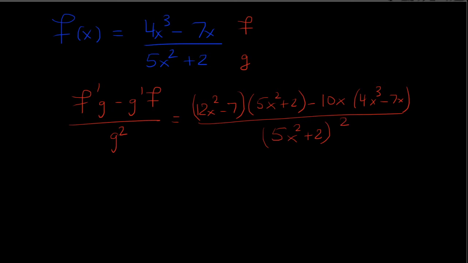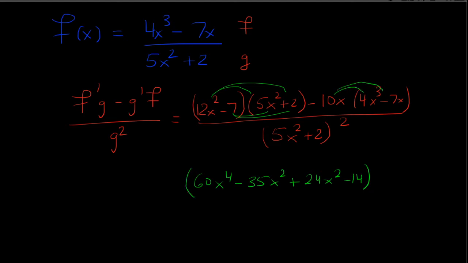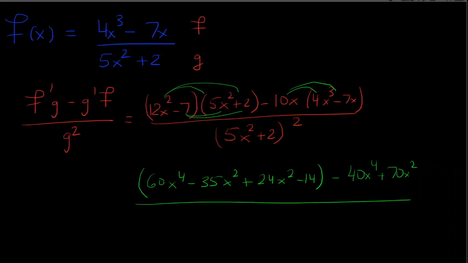I'm going to FOIL this out. So the 12x squared with 5x squared, 12x squared with 2, negative 7 with 5x squared, and negative 7 with 2. So that's going to be 60x to the 4th minus 35x squared plus 24x squared minus 14. And then distribute out the negative 10x. We have minus 40x to the 4th plus 70x squared all over 5x squared plus 2 squared.